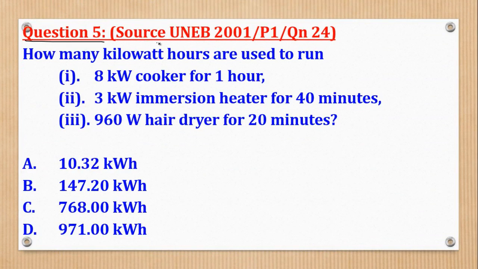Then question 5 came from UNEB 2001 paper 1 question 24, and it says how many kilowatt hours are used to run: one, 1.8 kilowatt cooker for 1 hour; two, 3 kilowatt immersion heater for 40 minutes; and three, 960 watt hair dryer for 20 minutes.